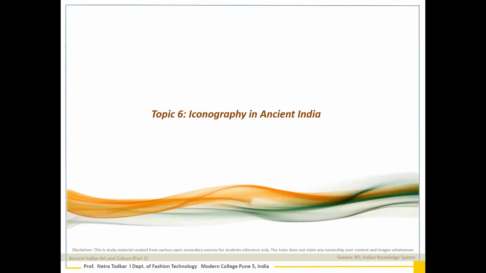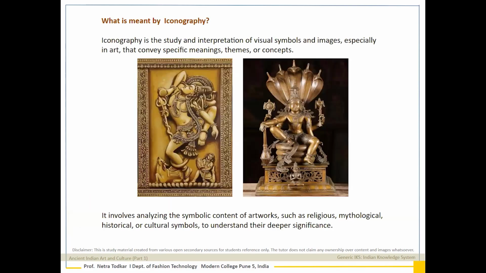Topic 6. Iconography in Ancient India. Iconography is the study and interpretation of visual symbols and images, especially in art, that convey specific meanings, themes, or concepts. Like in the pictures given, in the first picture we can say that it is Lord Shiva, because we can see the Damru, the Trishula, and the Nandi in it. So when we know these symbols, we can easily say that it is Lord Shiva. In the second picture, we can recognize the sculpture as Lord Vishnu because he is seated on a 5-head snake.